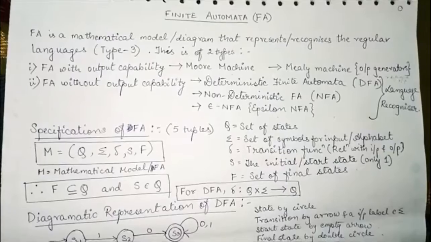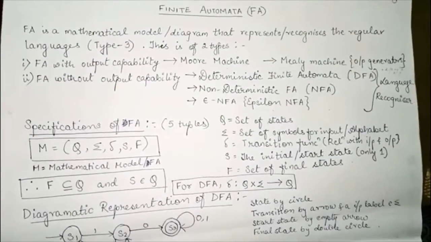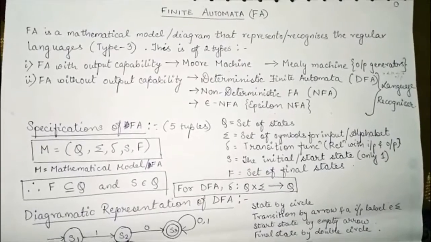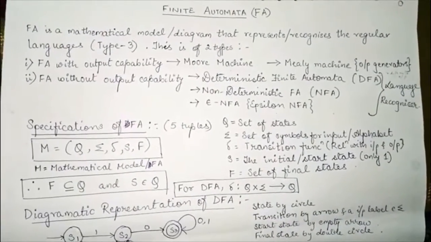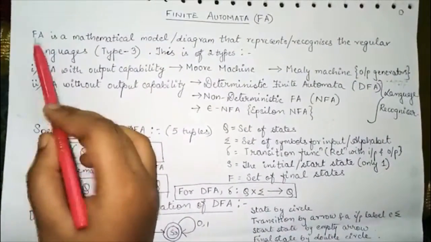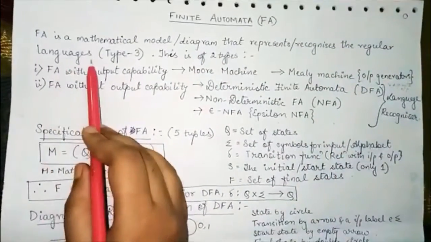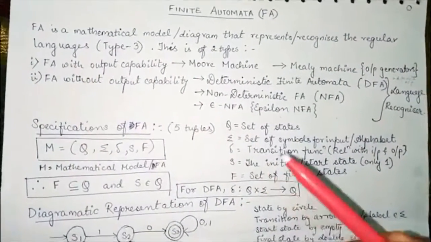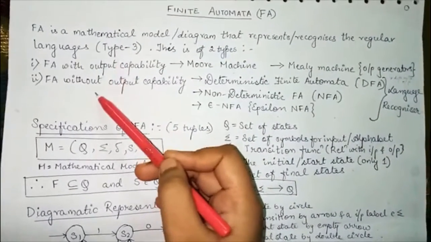Finite automata. Finite automata is a mathematical model or a diagram that represents or recognizes the regular languages or the type 3 languages which we have read earlier. So the finite automata is a diagram which will recognize a regular language. That means it is of two types. Either it will give the output or it won't give.